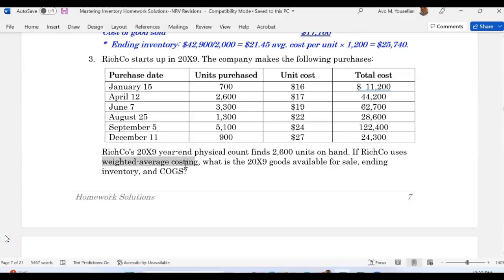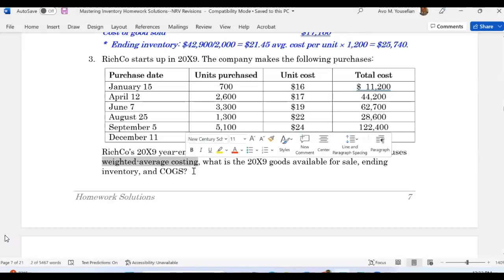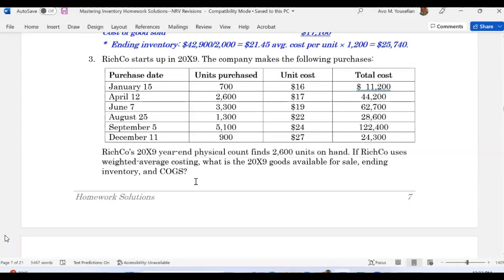With weighted average costing, the company has to choose that on the very first day they start a business. Some of them like to do weighted average. That's good. Some of them like to do FIFO, first in, first out. That's also an open option. And some of them are doing LIFO, last in, first out. Last in, first out is not available under International Financial Reporting Standards for companies outside the US, but it is available for US companies.